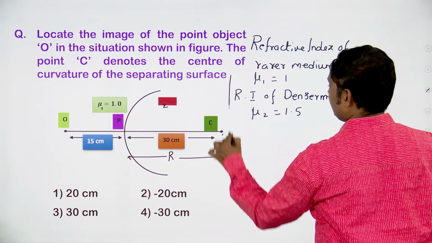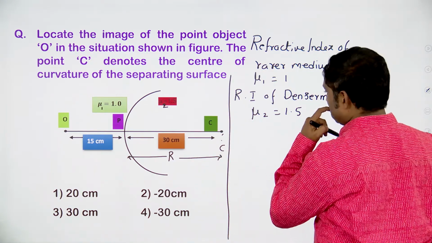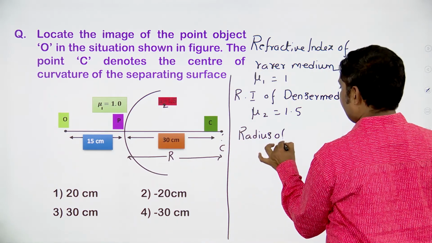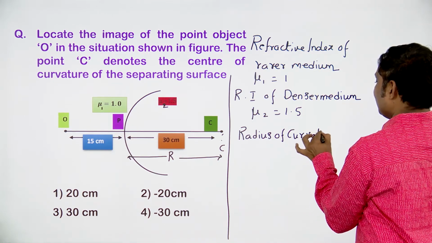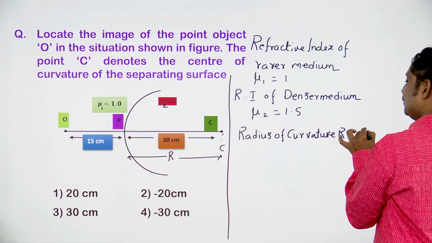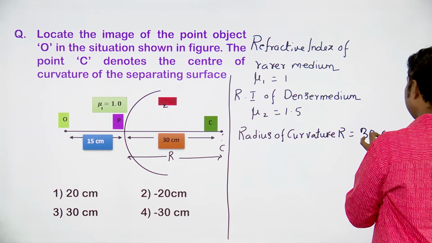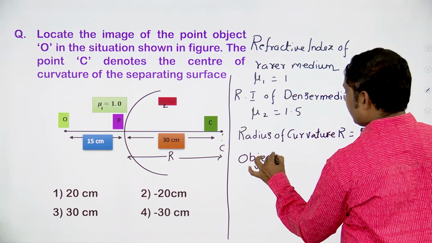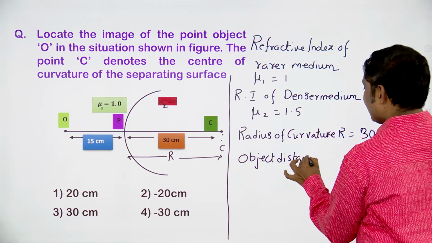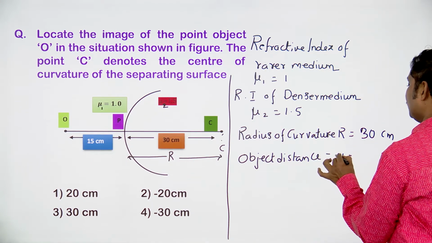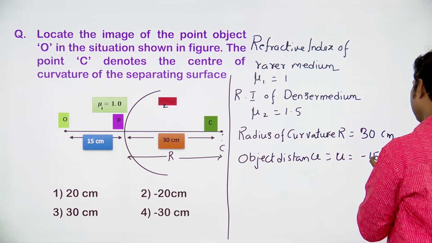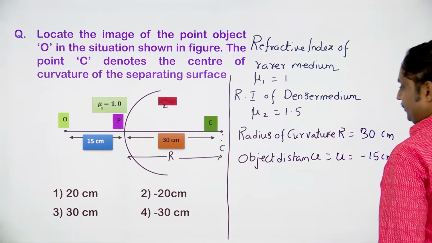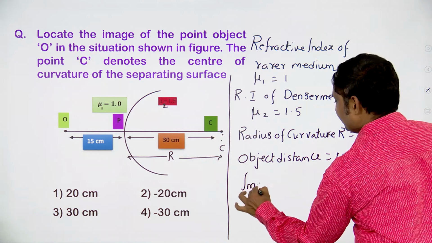Now regarding the radius of curvature, R is equal to 30 centimeter, very clear. Now the object distance, u is equal to minus 15 centimeter. Okay, it's clear. You would like to get the image distance.